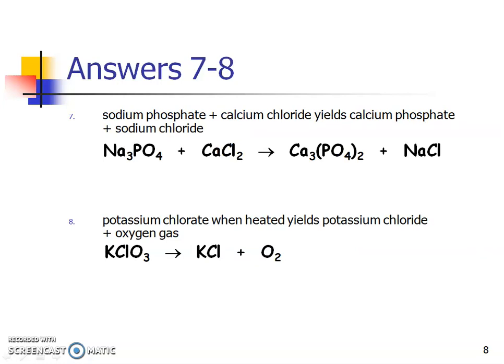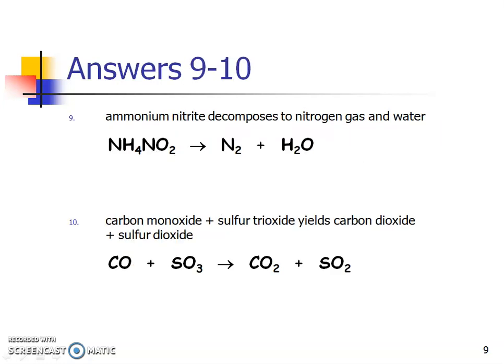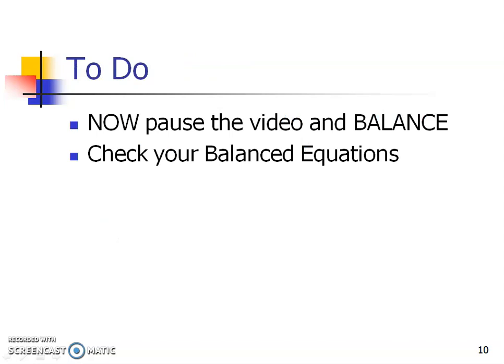Hopefully you paused and checked those out. Again, because your numbers need to be exact. Your capitals, your littles, and your little subscripts have to be exact. Otherwise, it's not going to be very easy to balance. And 9 and 10. All right, so hopefully you got those right, and if you didn't, hopefully you made your changes. So again, now pause the video, balance them out, and then continue to play this video to check your answers for the balancing.